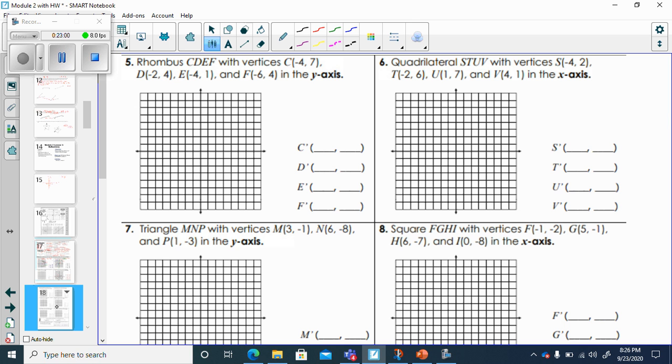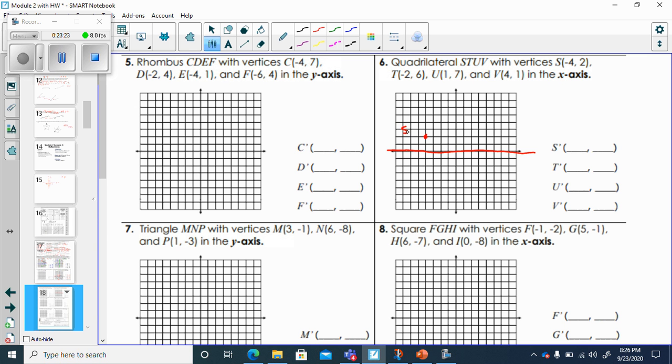Next page. I think you're doing 6. This one is being reflected in the x-axis. Okay. Here is your x-axis right here. So you would be reflecting this one over the x-axis. Let's plot it. S is at -4, 2.